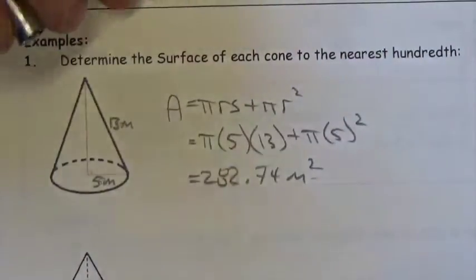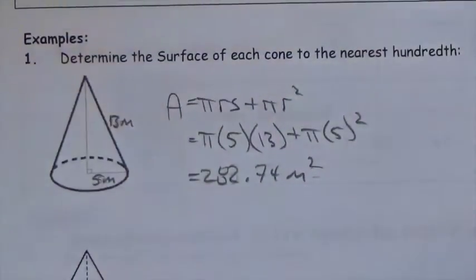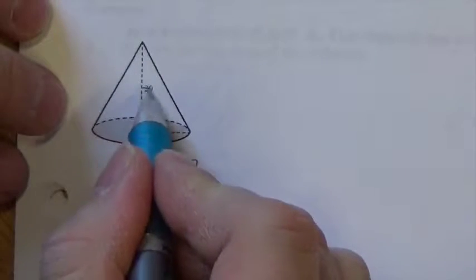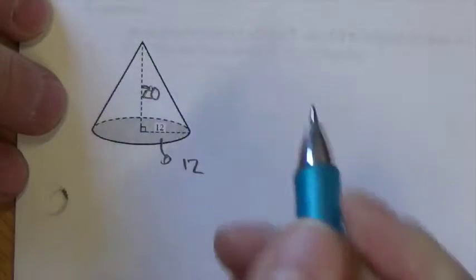Okay, there it is. It's as straightforward as that when you've been given the slant height. Now take a look at this one. In this case right here, we know, and again, it might not be 100% clear, that the radius at the bottom is 12, and the height here is 20.